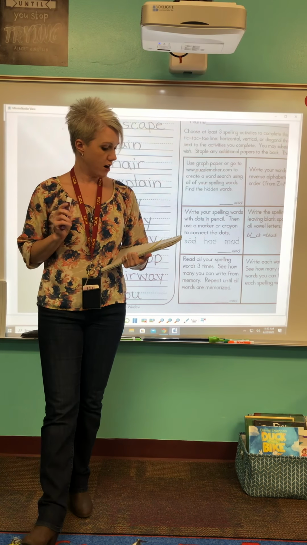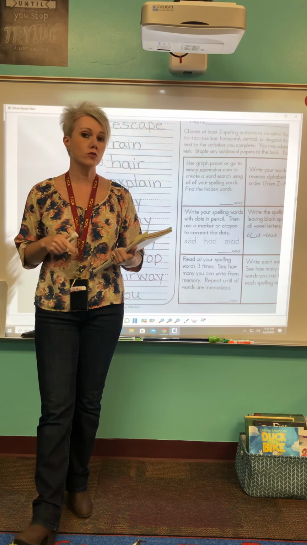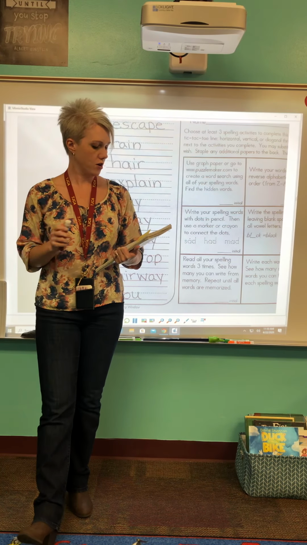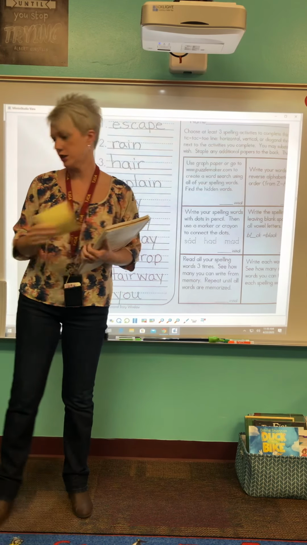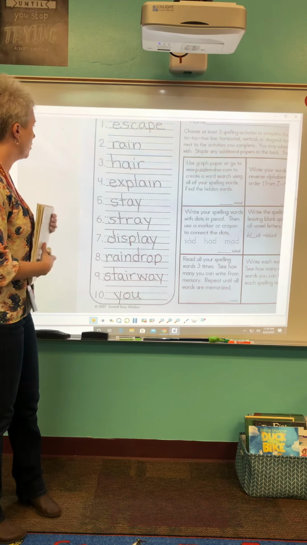Today we're going to review our spelling words and we're going to introduce a new spelling for the long O sound. We're also going to work on a reader story and reader questions, okay? So let's start with the reviewing of our spelling words.